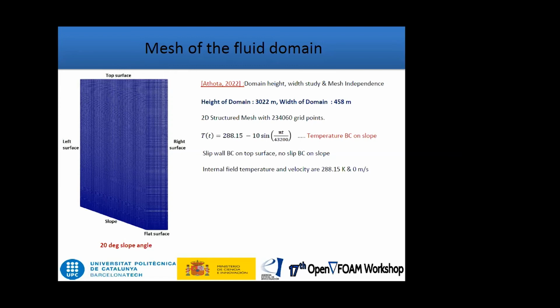The domain height and domain width studies have already been done in my previous studies. With that, a domain height of 3022 meters and a width of 458 meters were sufficient to see that there is no effect of the domain on the values at the mountain slope.